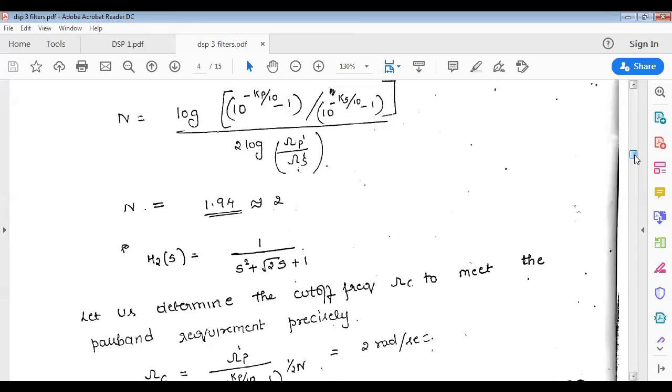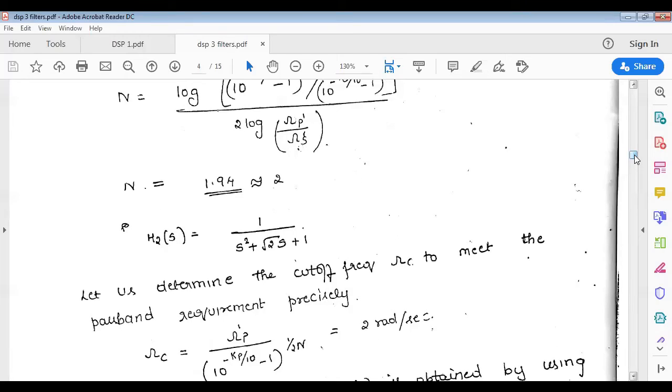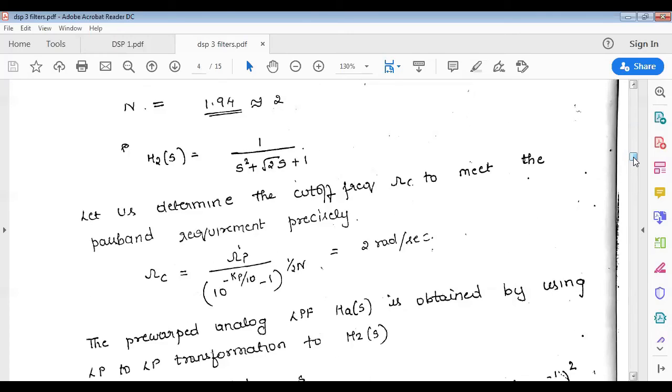Then, once we get the transfer function, we have to find the cutoff frequency omega c to meet the passband requirement. The cutoff frequency formula is omega c equal to omega p divided by (10 raised to the power of minus kp by 10, minus 1), that denominator term, to the power of 1 by 2n, where n is the order of the filter. By substituting the values here, we get omega c as 2 radians per second.